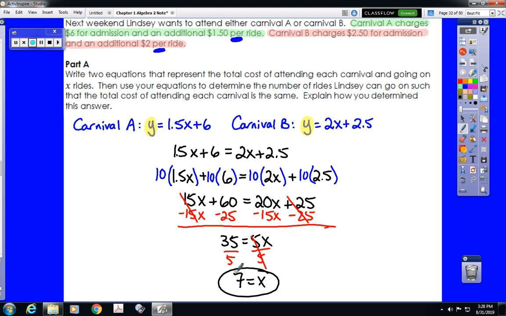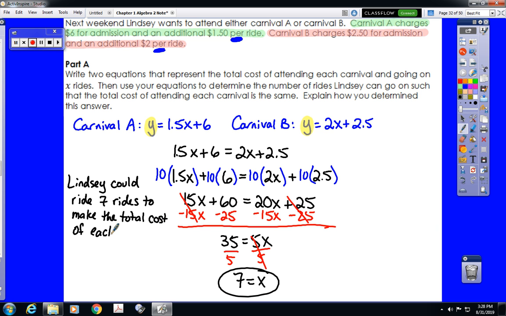Now we need to go back and look up here and make sure we know what x is. X is a number of rides for which the cost of these two carnivals is the same. So we could say Lindsay, it would help if I could spell Lindsay, could ride 7 rides to make the cost of each carnival the same. And that is a complete thought that answers the question that was asked. Lindsay needs to go on 7 rides to make the cost of the two different carnivals the same.